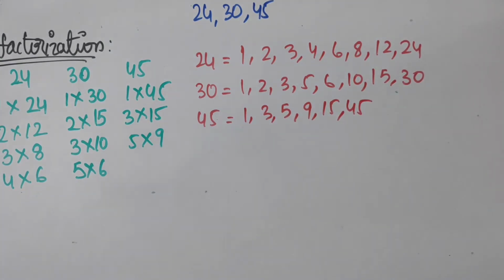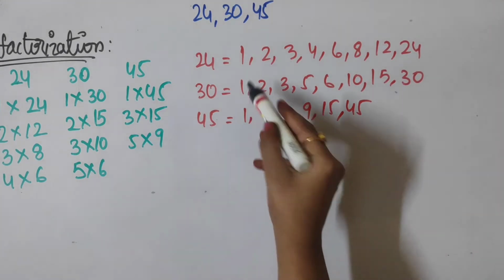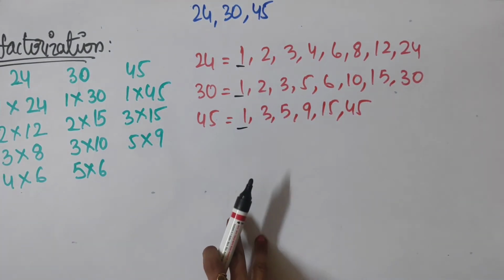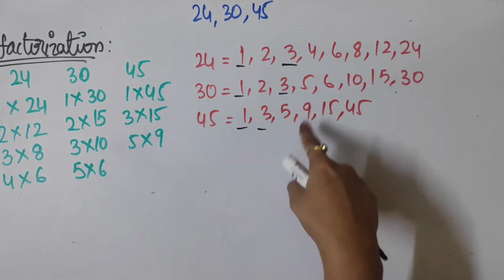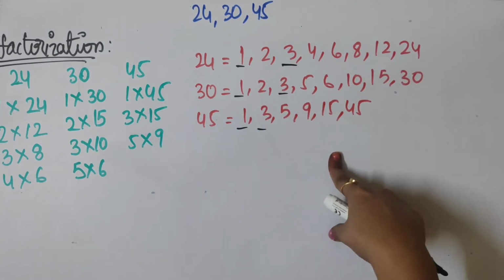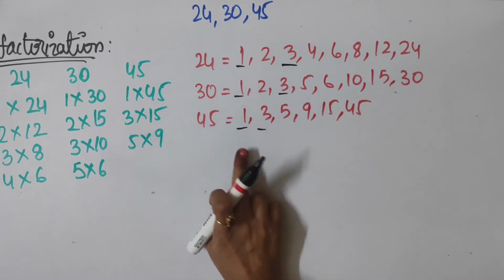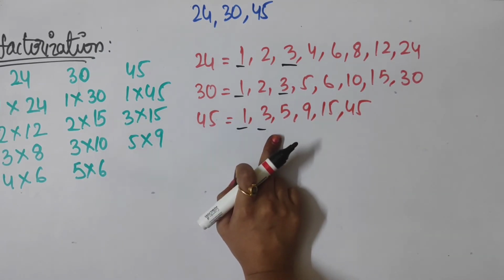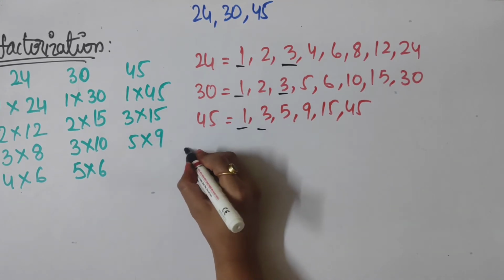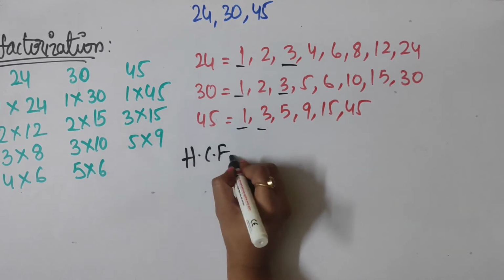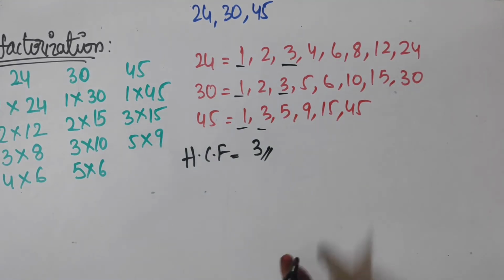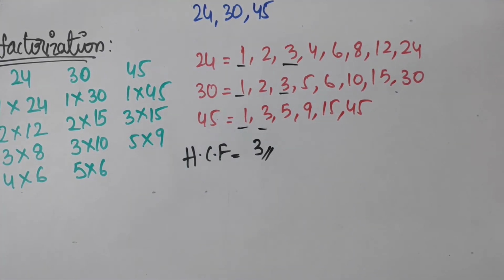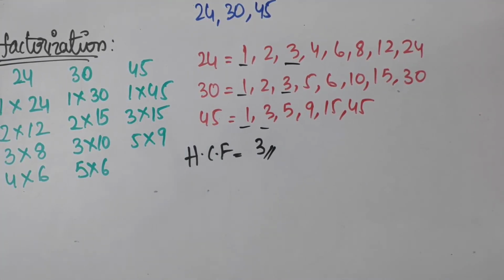Now the HCF of these numbers is, I can see 1 is a common number between all these three, and then 3, there is no 5 in this, and so as there are 1 and 3 are common numbers, but our topic is HCF, which is greatest number, so 3 is the answer, and HCF of all these three numbers is 3.